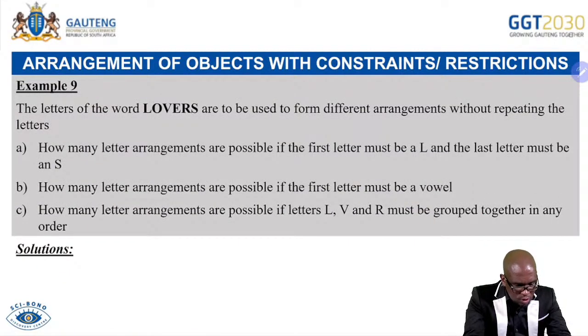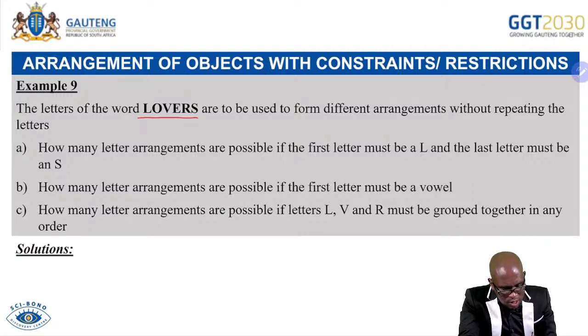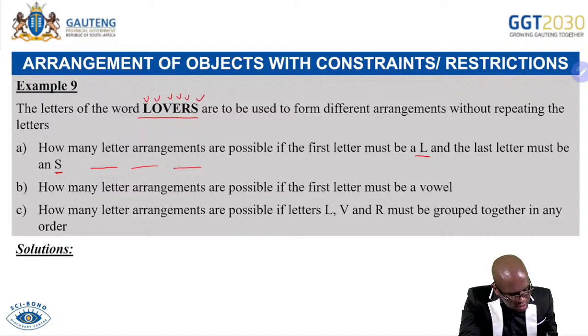Arrangement of objects with constraints or restrictions. We move on. We have letters of the word LOVERS used to form different arrangements without repeating the letters. How many letter arrangements are possible if the first letter must be an L and the last letter must be an S? So we have 1, 2, 3, 4, 5, 6. The first letter must be an L and the last letter must be an S.